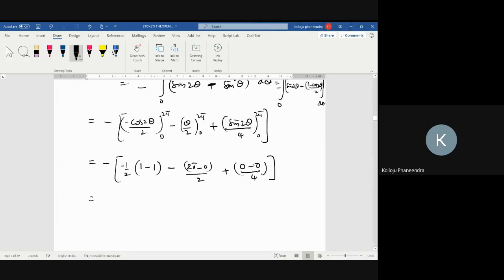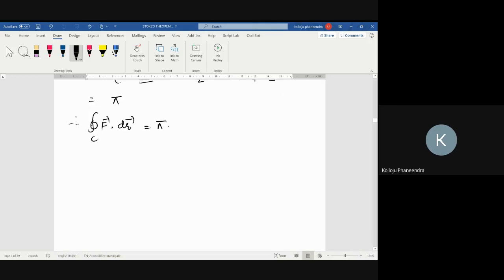Okay, so what is the final value? This value is 0, and this is minus into minus plus, and the value is pi. Therefore, what is the LHS value? Circulation over C of f bar dot dr is pi, the LHS value. Okay, now coming to the RHS value.